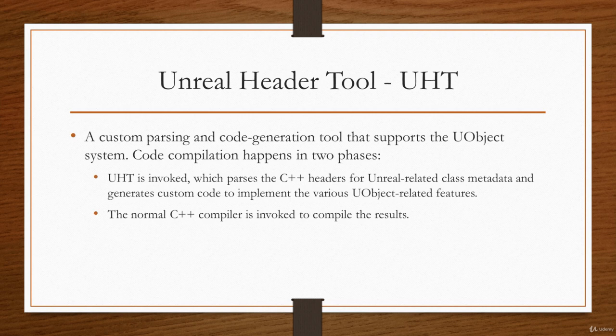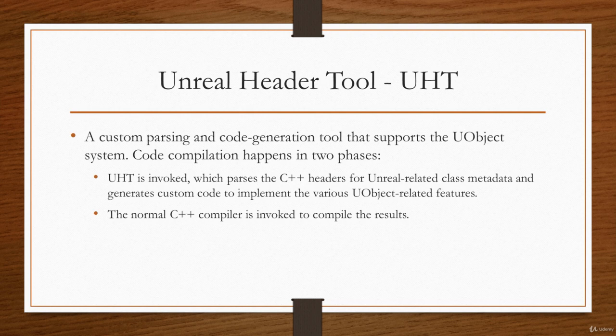Now, code compilation happens in two phases here. You have the Unreal Header tool that is invoked, and this will parse the C++ headers for Unreal-related class metadata, and it will then generate custom code to implement the various UObject-related features. Okay, then the normal C++ compiler is invoked to compile the results.